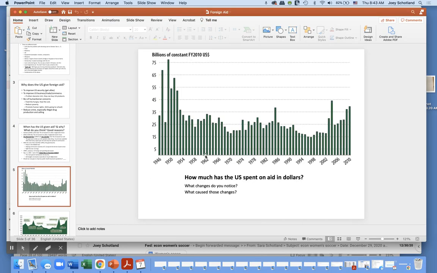Here's a look at it over time. Again, after World War II in the 40s and 50s, we gave a lot to rebuild Europe and Germany and Japan. Since then, it's gone up and down. Basically, we spend roughly about $30 billion a year. And you see what happened after 9/11 2001. What happened to our foreign aid spending, especially in Iraq and Afghanistan, after 9/11 2001?